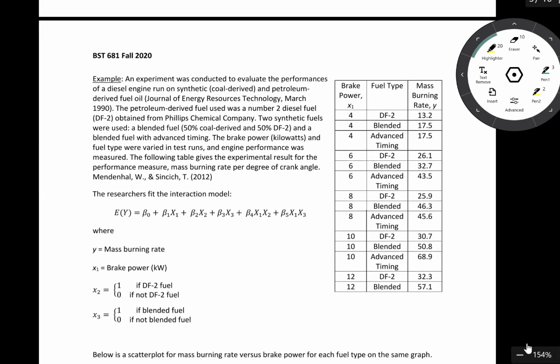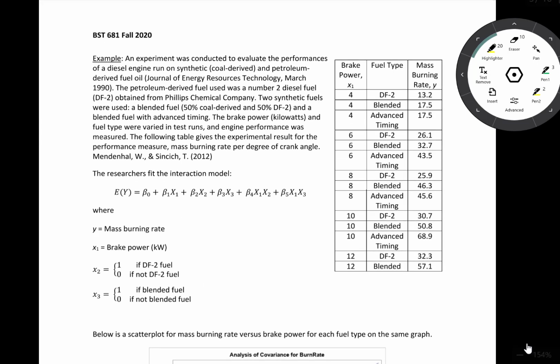So we're going to look at an example here, and this is actually an example that we've seen before. We just have some more information and we actually have some data. An experiment was conducted to evaluate the performances of a diesel engine run on synthetic coal-derived and petroleum-derived fuel oil. The petroleum-derived oil was a number 2 diesel obtained from Phillips Chemical Company. 2 synthetic fuels were used, a blended and a blended with advanced timing. The brake power and fuel type were varied in test runs, and engine performance was measured.